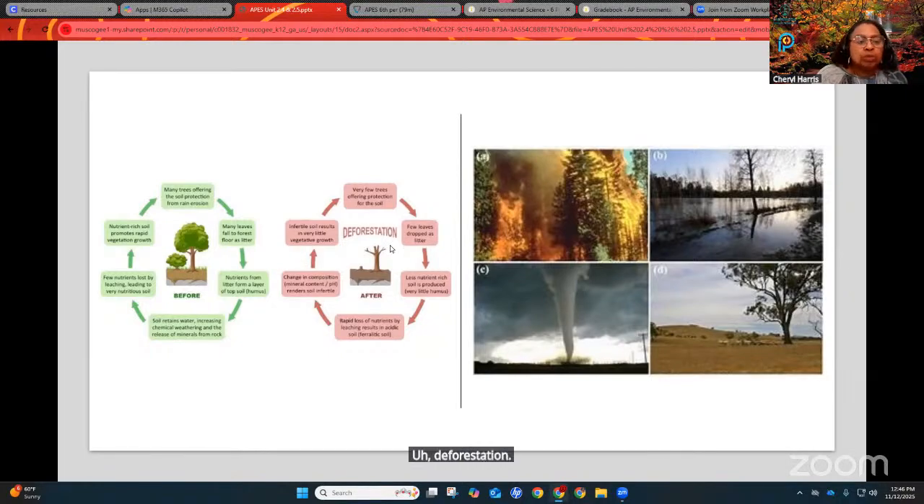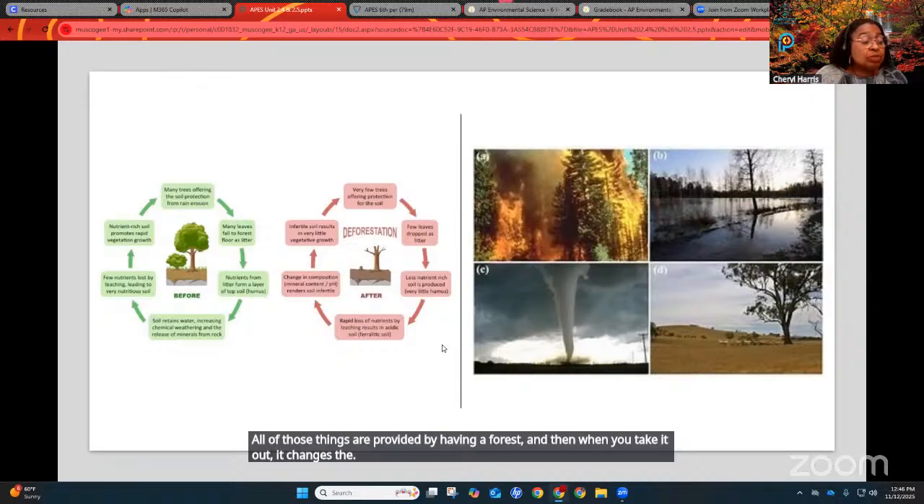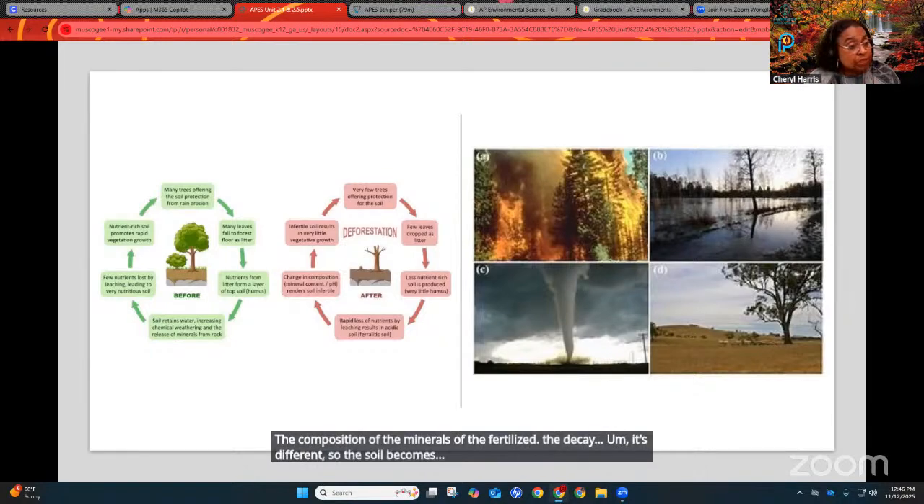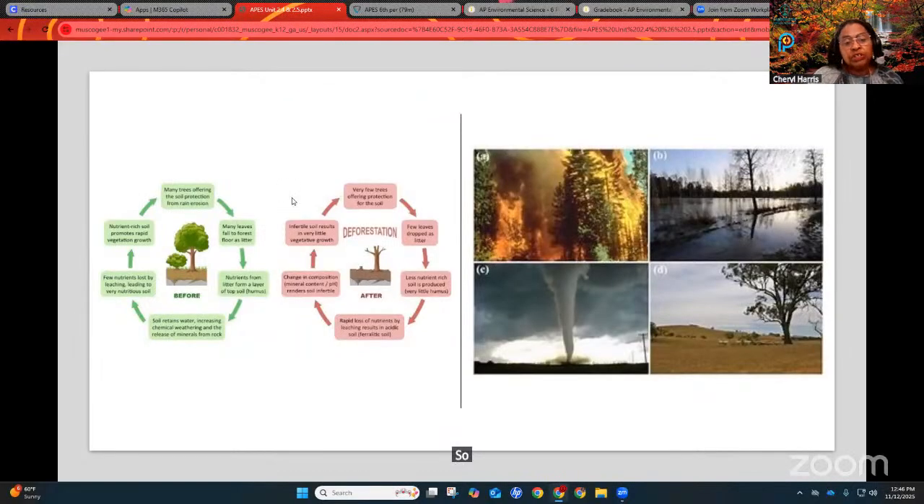Deforestation. I gave that one as an example so that when you have lots of trees and you have shading, you have habitats for certain organisms that live in the trees, you have nutrients. All of those things are provided by having a forest. And then when you take it out, it changes the composition of the minerals, the decay is different. So the soil concentration becomes different. So a lot of things change when there are no trees.